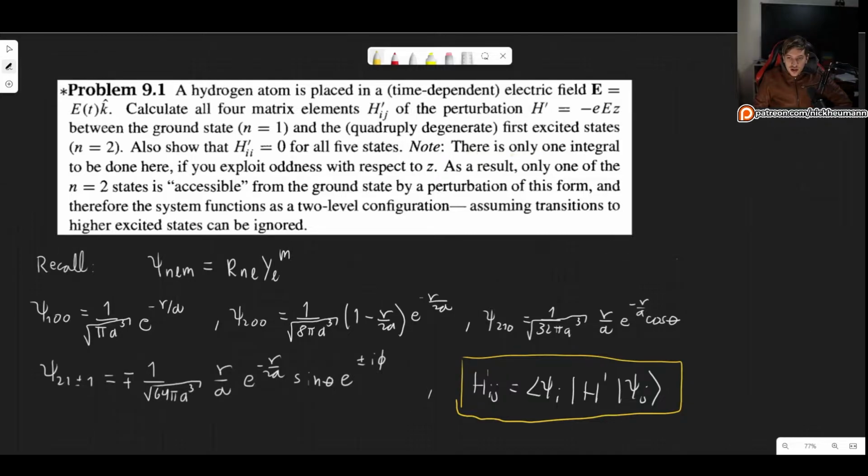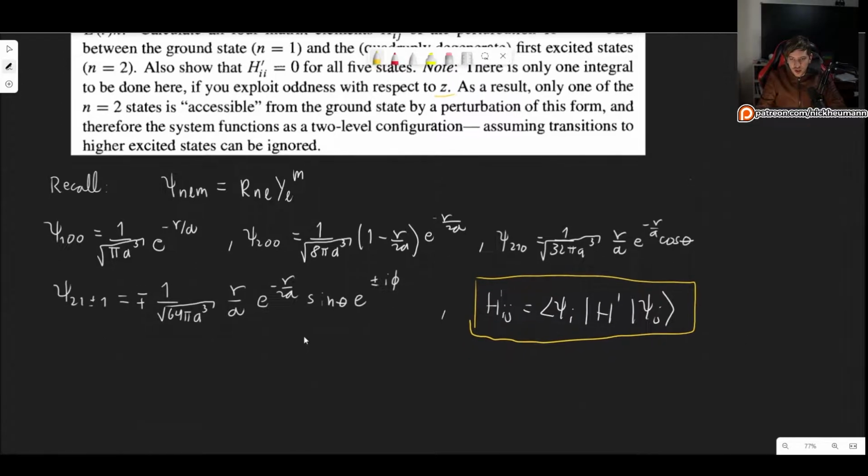Note, there's only one integral to be done here if you exploit oddness with respect to z. As a result, only one of the n equals 2 states is accessible from the ground state by a perturbation of this form, and therefore the system functions as a two-level configuration, which is what we have been working with so far, assuming transitions to higher excited states can be ignored. Okay, so let's begin working with this, and we will then begin interpreting.